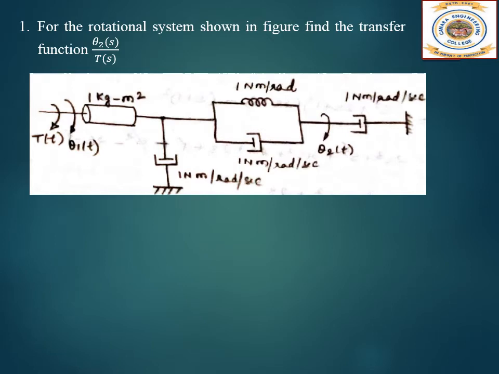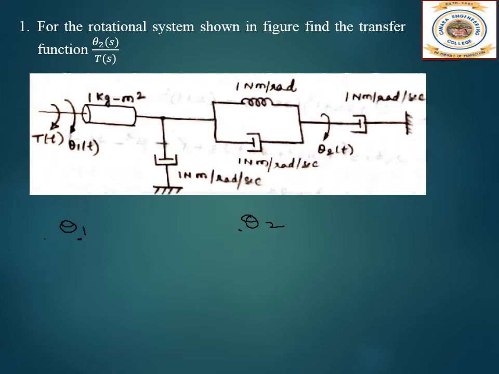So here the question is, for the rotational system shown in figure, find the transfer function theta 2 of s by T of s. So first step, we know we have to write the equivalent mechanical diagram. Okay, so here we have two displacements, theta 1 and theta 2. So let me write it. So this is theta 1 and here it is theta 2.